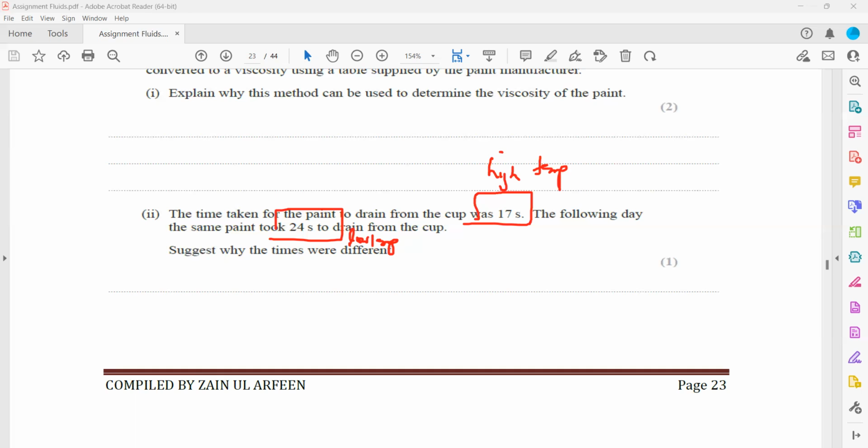So you can mention that there is a temperature variation between the days. On the first day the temperature was high, that's why it took a short time to flow. But the next day it took 24 seconds, which means it has become more viscous, so the temperature decreased. For a liquid, the viscosity decreases with temperature. If you increase the temperature, the viscosity will decrease.